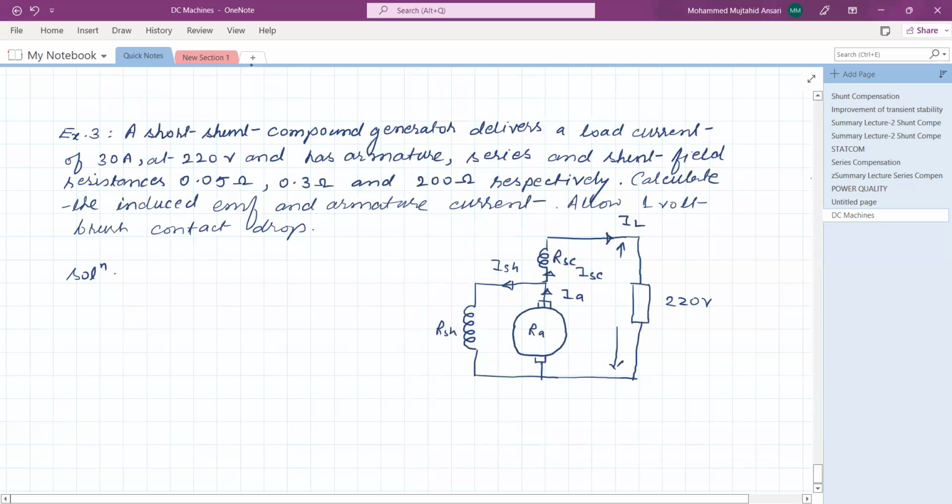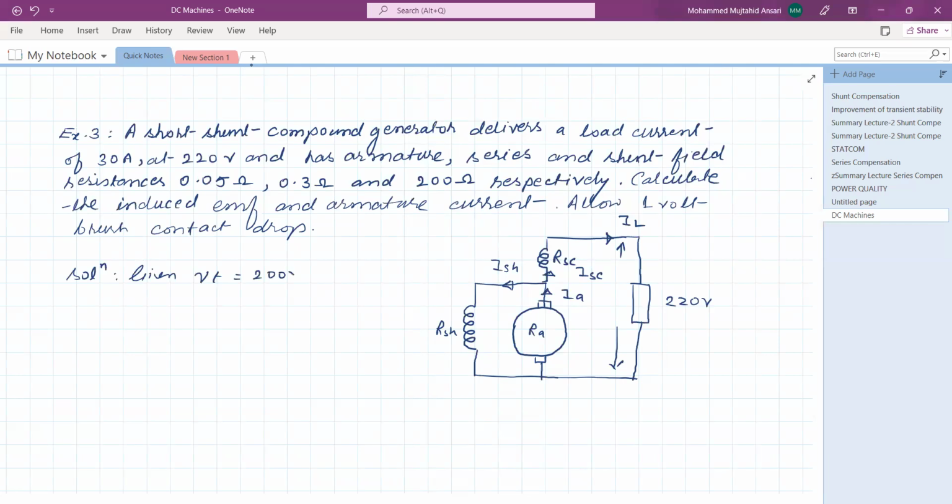So here the given data: terminal voltage is equal to 220 volt, load current 30 ampere, armature resistance RA is equal to 0.05 ohm, RSE is 0.3 ohm, and RSH is equal to 200 ohm, whereas brush drop is 2 volt.